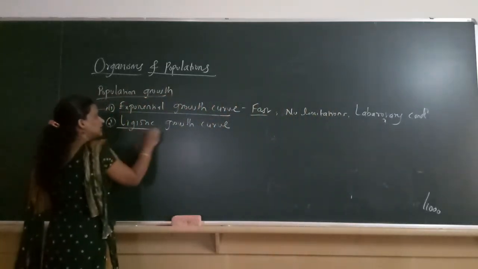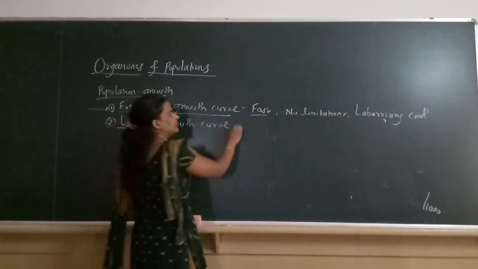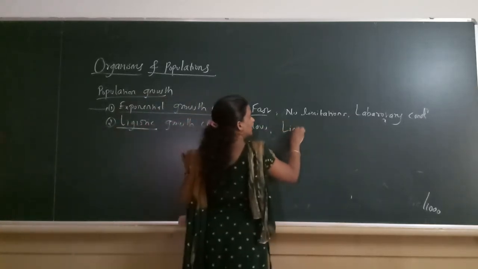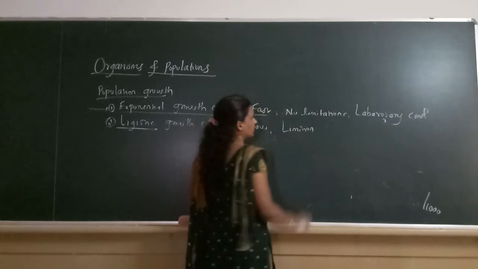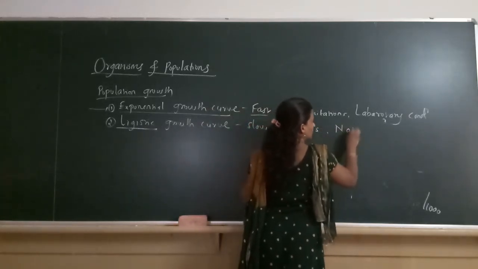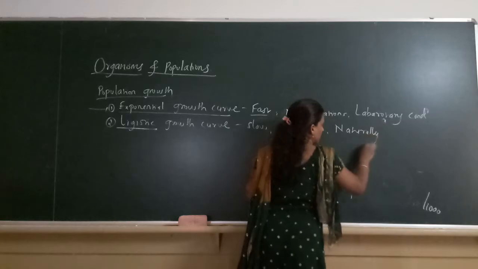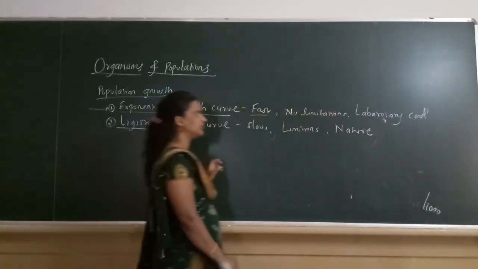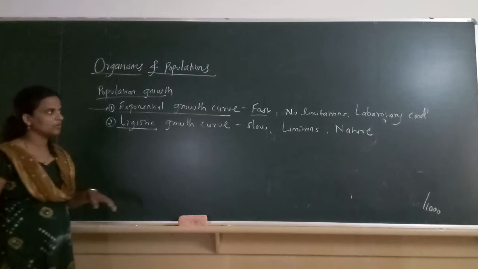The second one is the logistic growth curve. This is a little bit slow. Here there are limitations of growth factors, and it takes place naturally. In nature this will happen, so it is a logistic growth curve.